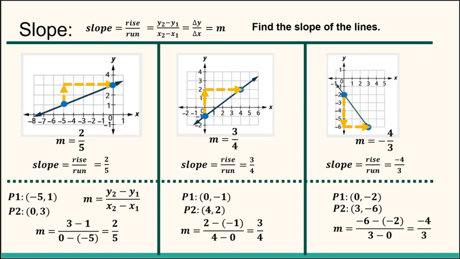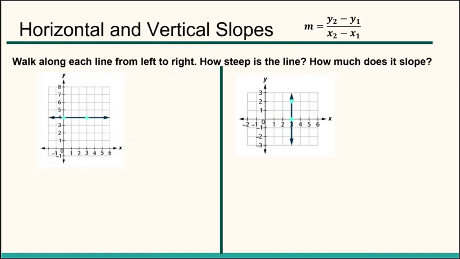All right, the last thing we're going to look at are horizontal and vertical slopes. What are these slopes going to be? You know, if you were to walk each of these lines from left to right, how steep is the line? You know, how much does it slope? I mean, the first graph over here on the left, he's just a horizontal line. He's not even sloping at all. Now, if I try to walk this line and I'm just trying to walk straight up, that's not going to happen. That's like impossible. That's a crazy slope.